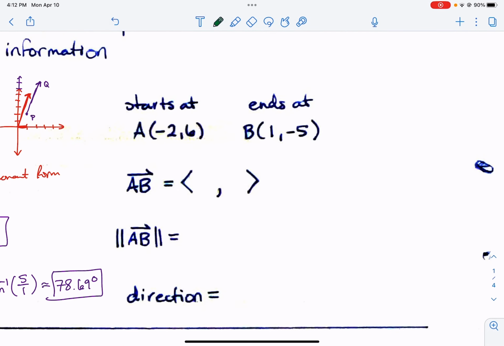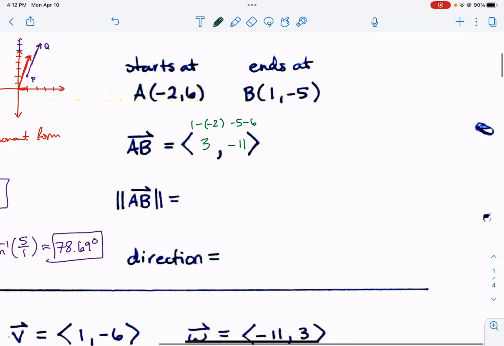Make sure we're doing this right. So the component form, we would do 1 minus negative 2, right? So we get 3 here. And then we would do negative 5 minus 6. So that would be negative 11. So that would be your component form.